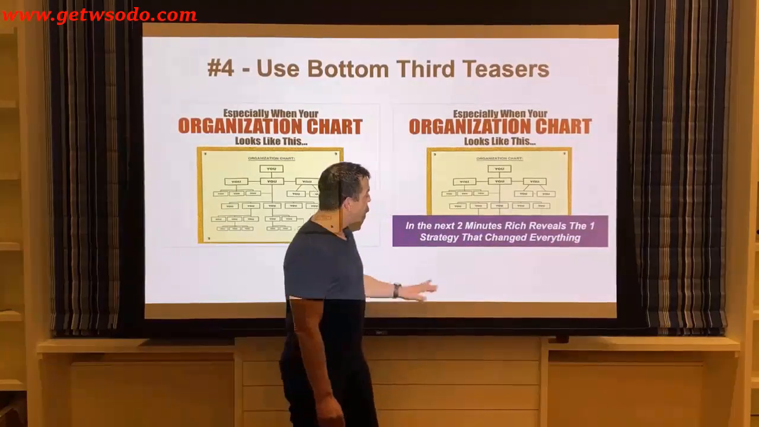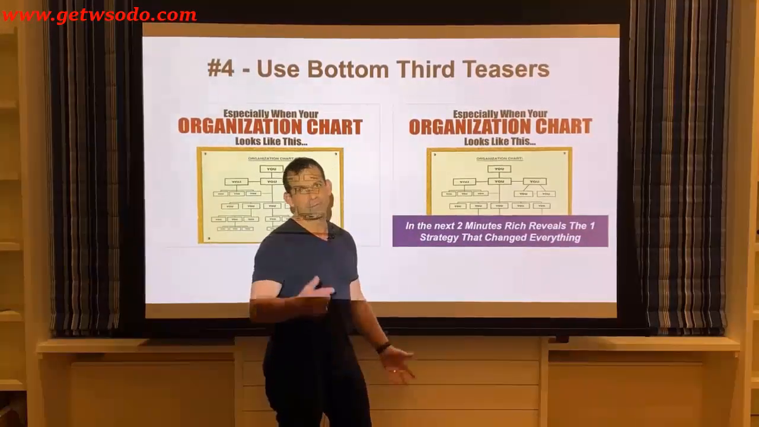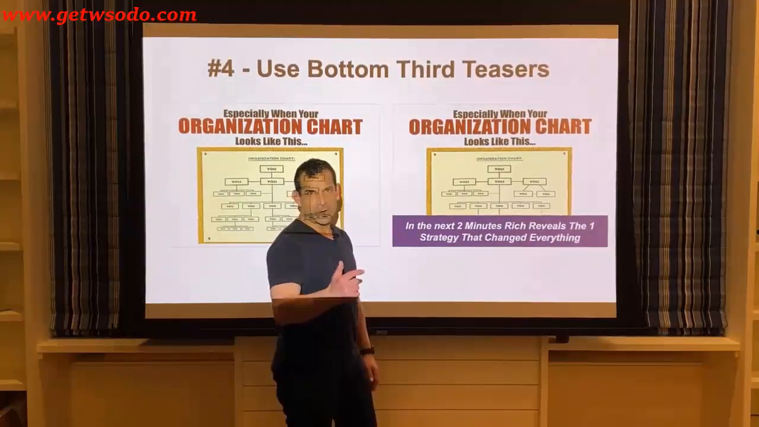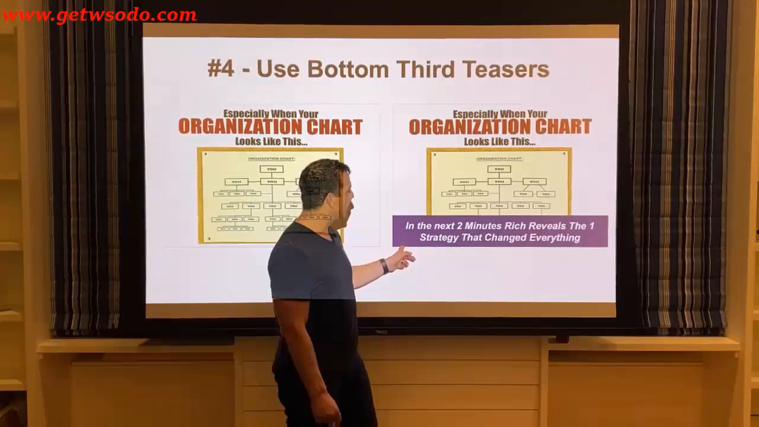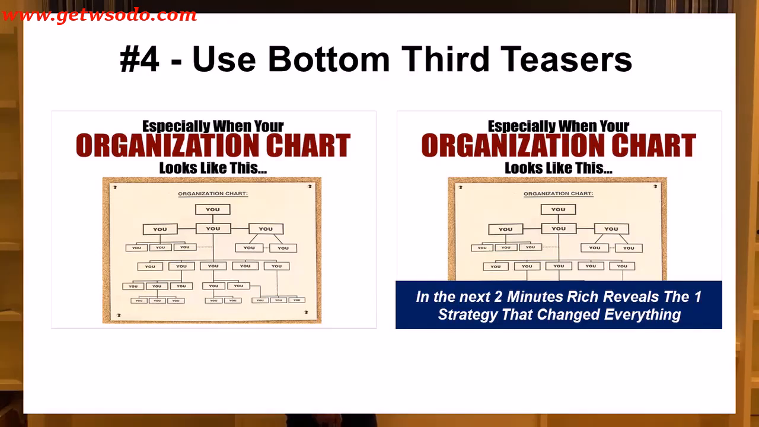So in other words, let's say that there was a dip at the 5-minute mark. Maybe at 4 minutes and 45 seconds, this flashes up on the screen: In the next 2 minutes, Rich reveals the one strategy that changed everything. And then the goal is to get them past that 5-minute mark. What often happens is if you can keep someone from moving off track, they will then stay on track. So this is a really useful way.